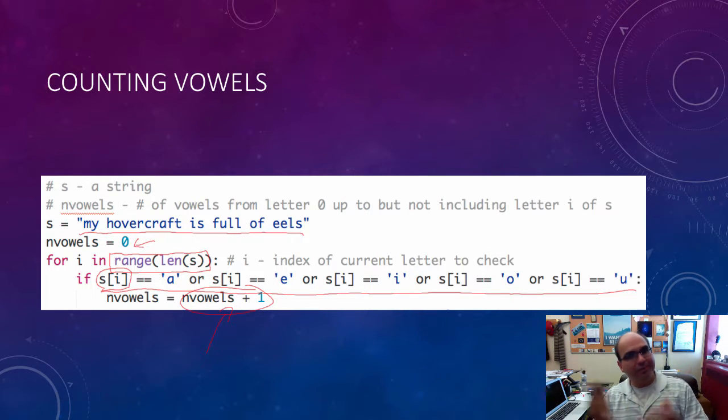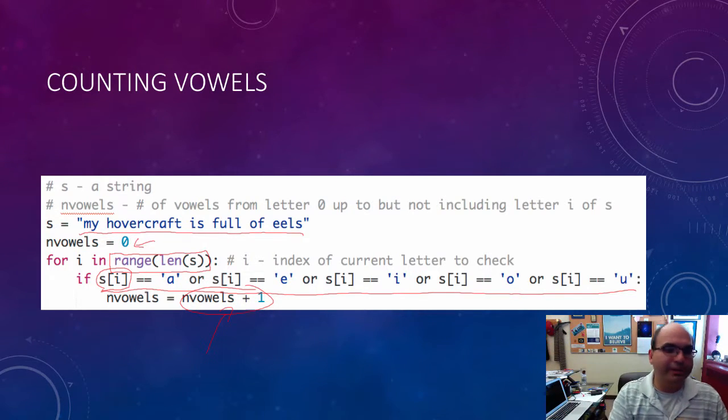That's how I count the number of vowels. Pretty cool, huh? Okay, I want to say one last thing about this. A lot of students write this: S sub I is equal to A or B or C, for example. Don't do that, okay? That is a huge mistake.